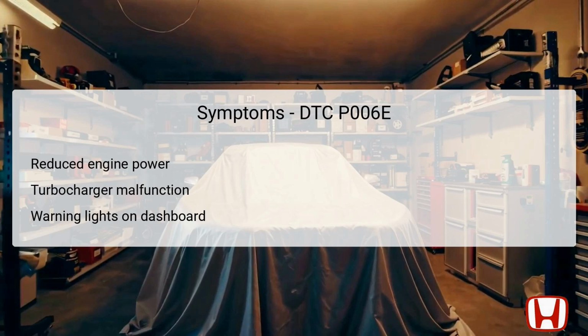The manifestation of DTC P006E can be perceived through several noticeable symptoms. One primary indication is reduced engine power, as the malfunctioning turbocharger supply can adversely affect performance. Drivers may experience sluggish acceleration, which directly correlates to a malfunction in the turbocharger system due to the failure of the wastegate control actuator. Additionally, users might notice that the turbocharger is not performing as efficiently as before.